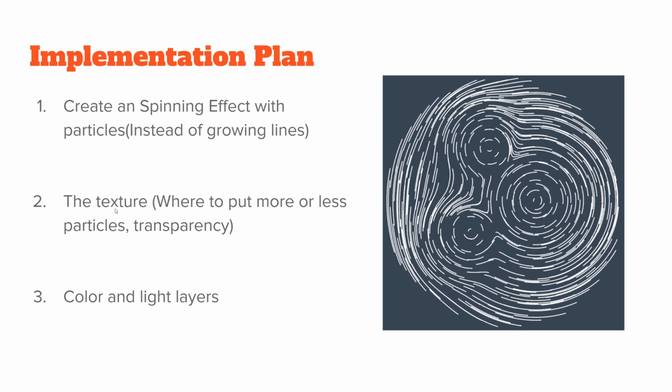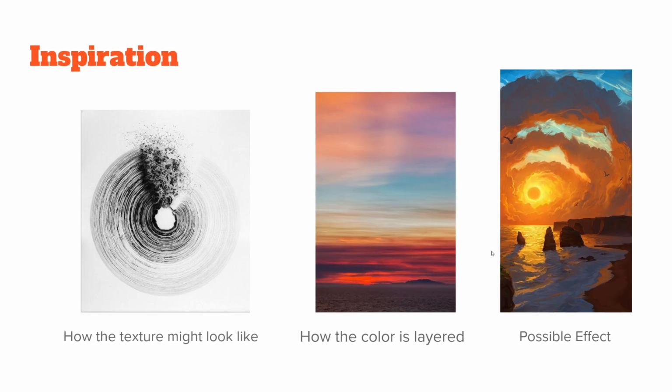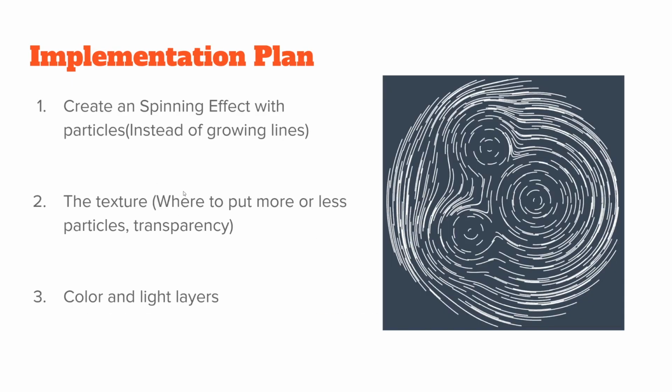The second step is to make the texture, which is also the reason why I wanted to use particles instead of simple lines. And the third is to give it light, color and layers. The first two things create the hurricane, and the third is to combine the layers, the colors, and the color and light of the sunset with the hurricane.